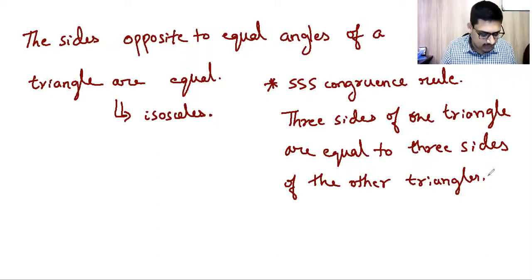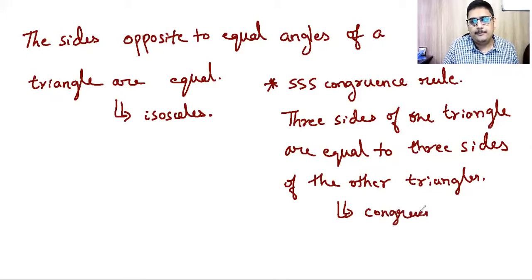So the SSS congruence rule says if three sides of one triangle are equal to the three sides of another triangle, then the two triangles are congruent. Then we can say the two triangles are congruent by SSS rule. Three sides of one triangle are equal to three sides of the other triangle, then the triangles are congruent by SSS hypothesis.